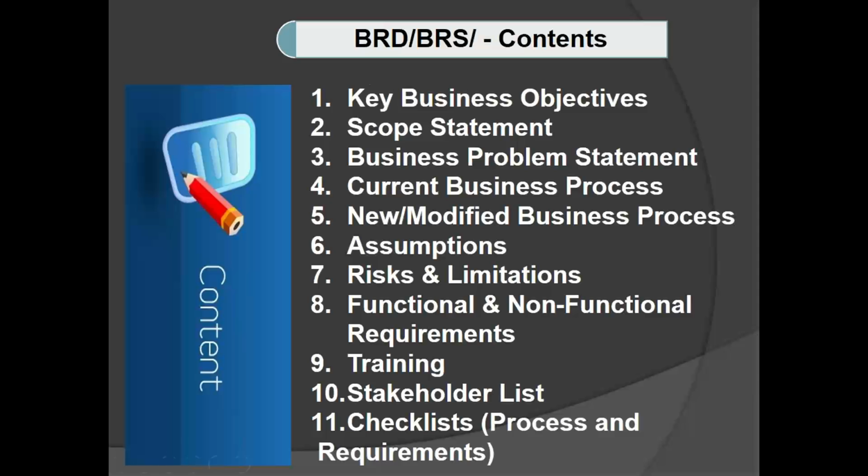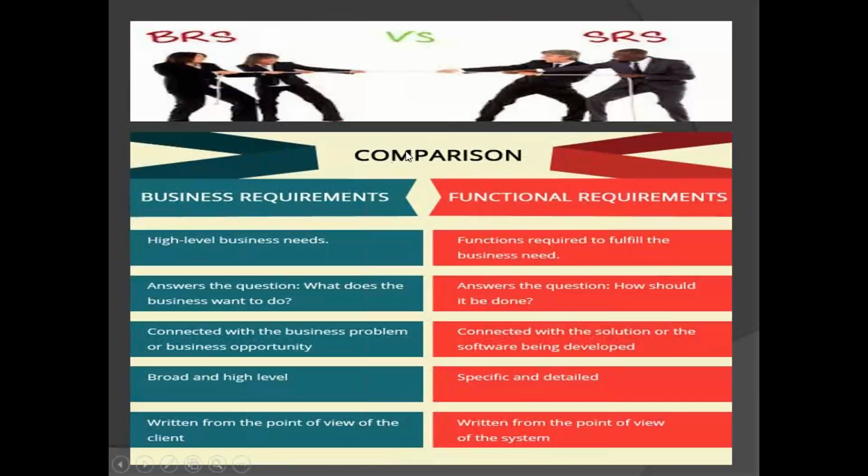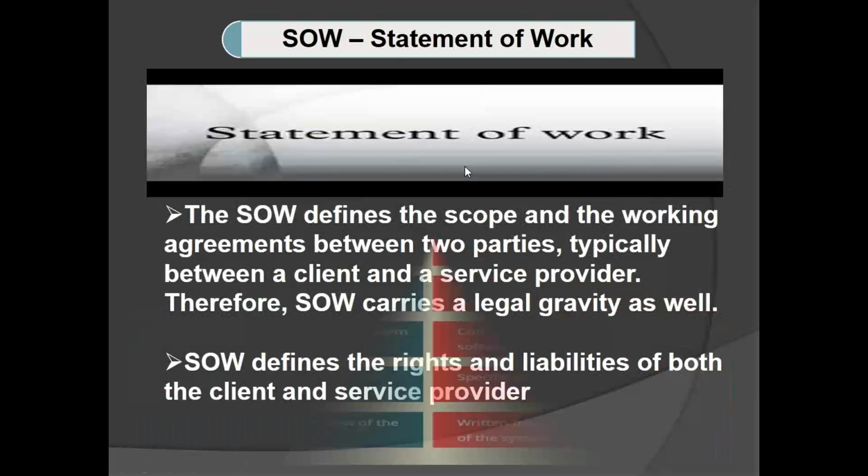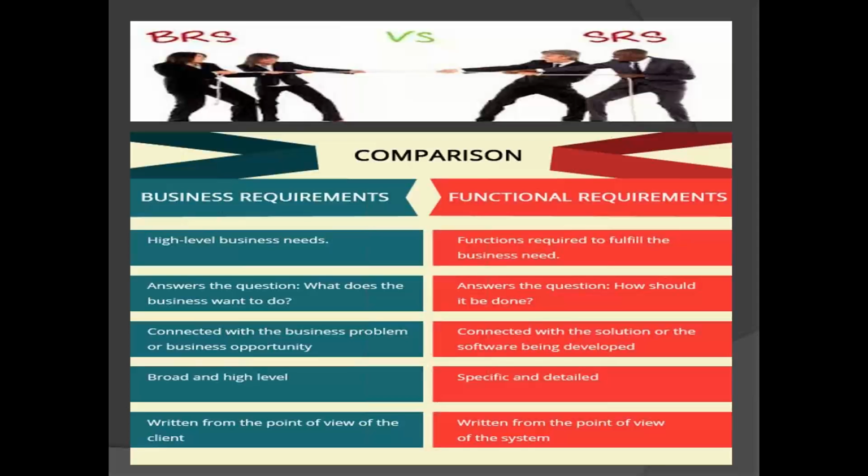Now, if you see here, there is a comparison between business requirements and functional requirements. So business requirements are high level business needs, and functional requirements are to fulfill the business needs. Business requirements answer the question, what does the business want to do? And functional requirements answer the question, how should it be done. Business requirements are connected with the business problems or business opportunities, and functional requirements are connected with the solution or the software being developed.